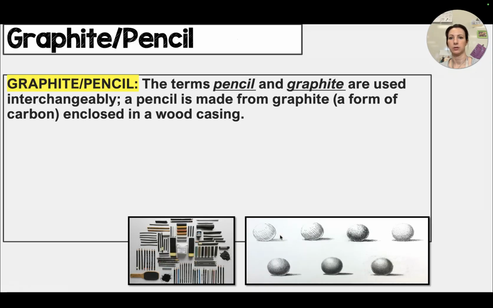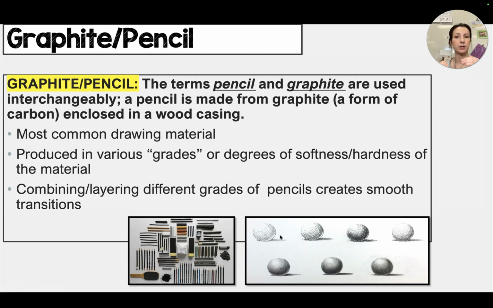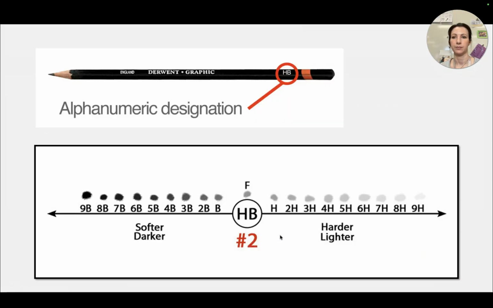So pencil. The terms pencil and graphite are used interchangeably. A pencil is made from graphite, enclosed in a wood casing. It is the most common drawing material. However, what you might not know is they're produced in various grades or degrees of softness and hardness. So when you're combining different types of pencils, this creates smooth transitions and a really nice range of values.